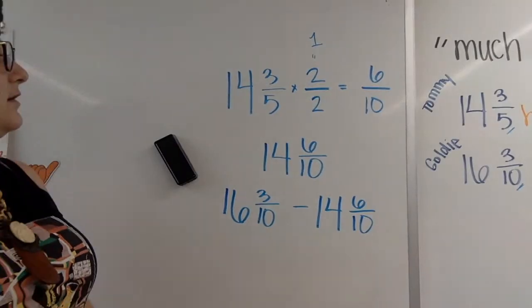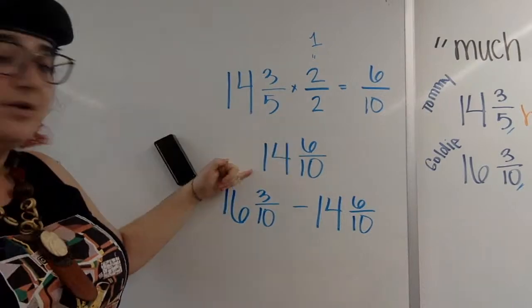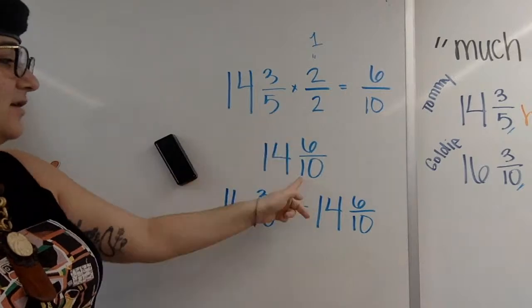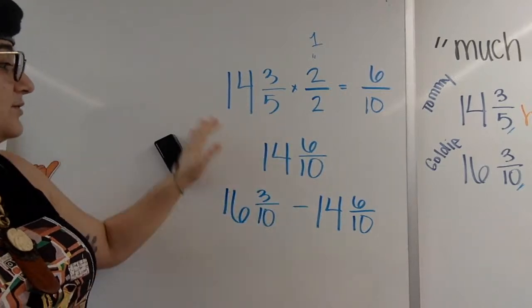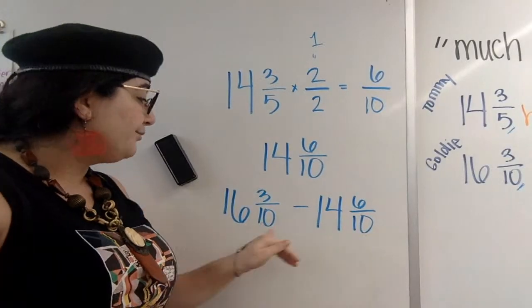We identified the common denominator, which is 10. That's a really cool thing, right? Goldie's denominator was already 10, and we know that 5 and 10 are related. So we changed them to make sure that their denominators are the same, are in common.